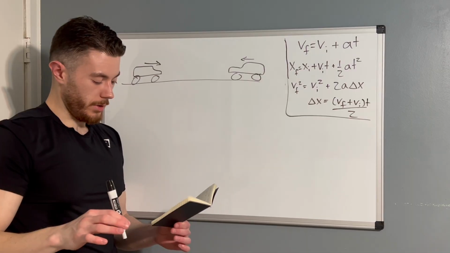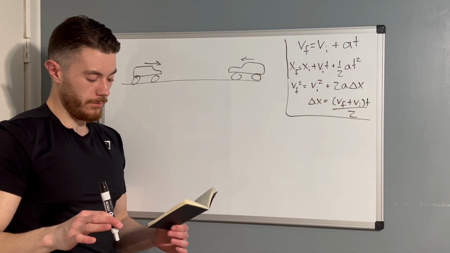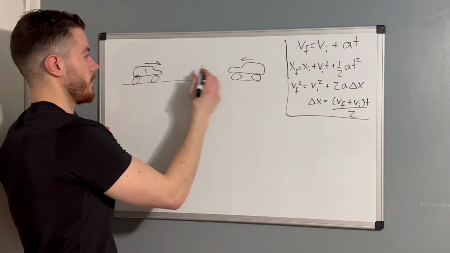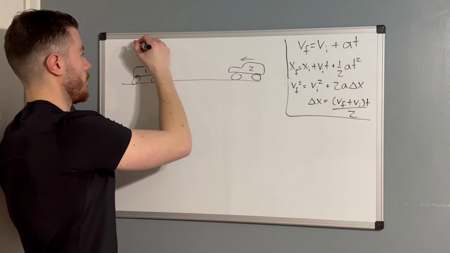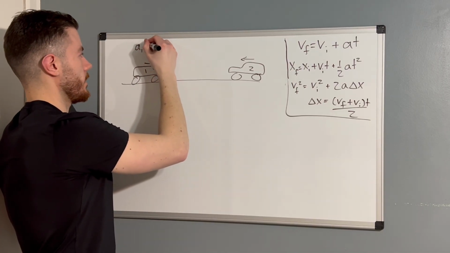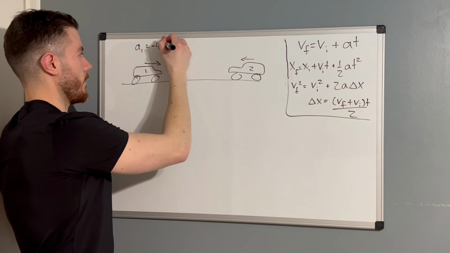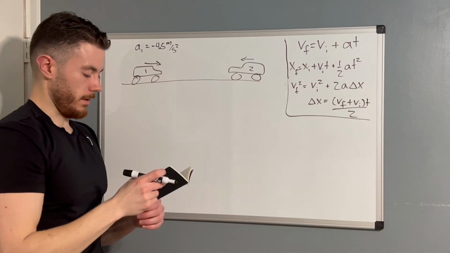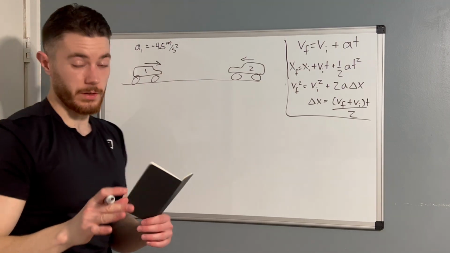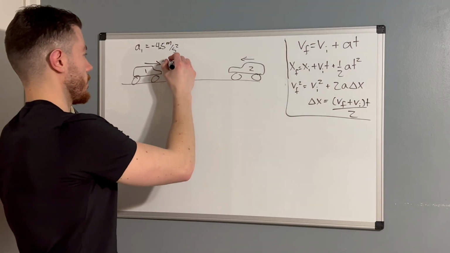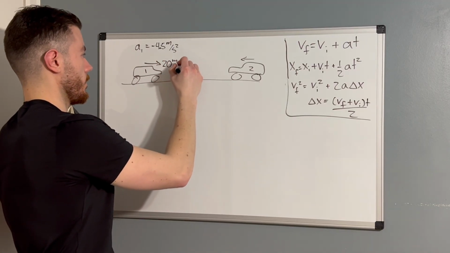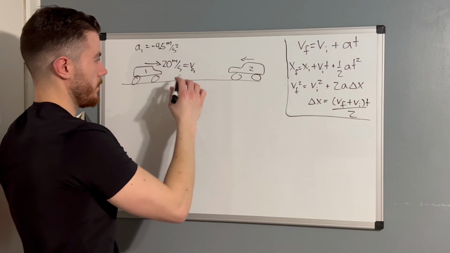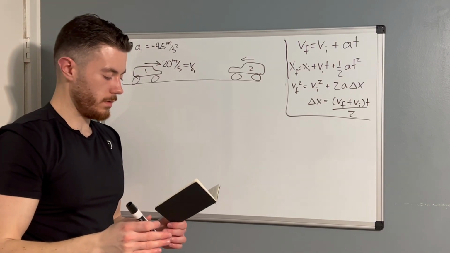He quickly applies the brakes, causing his car to decelerate at 4.5 meters per second squared. So let's call this car 1 and this car 2. So a1 is equal to negative 4.5 meters per second squared, from an initial speed of 20 meters per second, so V01 equals 20 meters per second, meaning initial velocity of car 1.